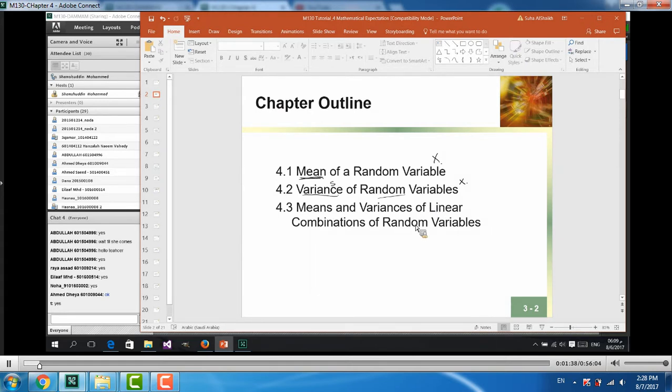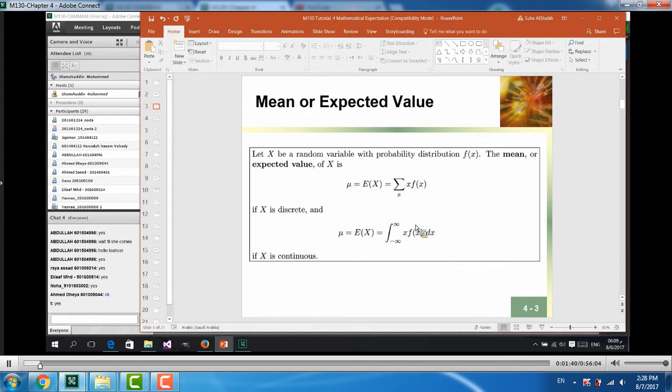So let's start by defining what we call the mean or the expected value of the random variable. I have x as a random variable. I have the probability distribution function fx. The mean, or what we call the expected value, sometimes they call it the mean, sometimes they call it the expected value. It means the average, right? But in your mind, the mean means the average, means the expected value.